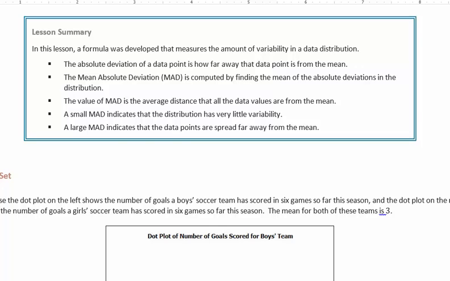In this lesson, a formula was developed that measures the amount of variability in a data distribution. So I'm measuring the amount of variability. The absolute deviation of a data point is how far away that data point is from the mean. My absolute deviation is always a positive number because it's absolute. The mean absolute deviation is computed by finding the mean of the absolute deviations in the distribution. So I'm finding the mean of my absolute deviations.